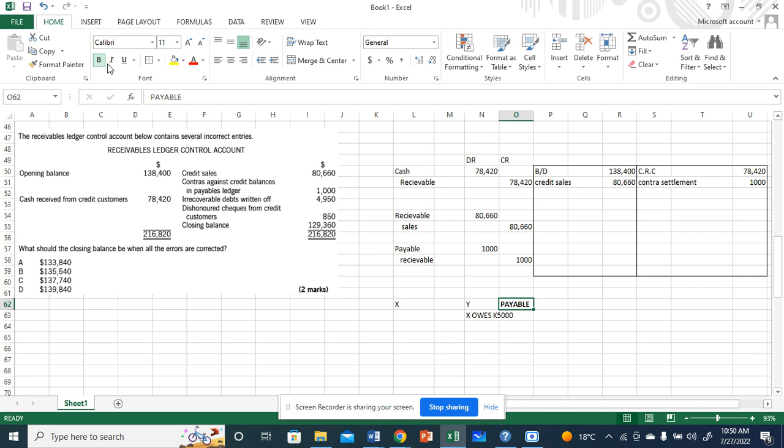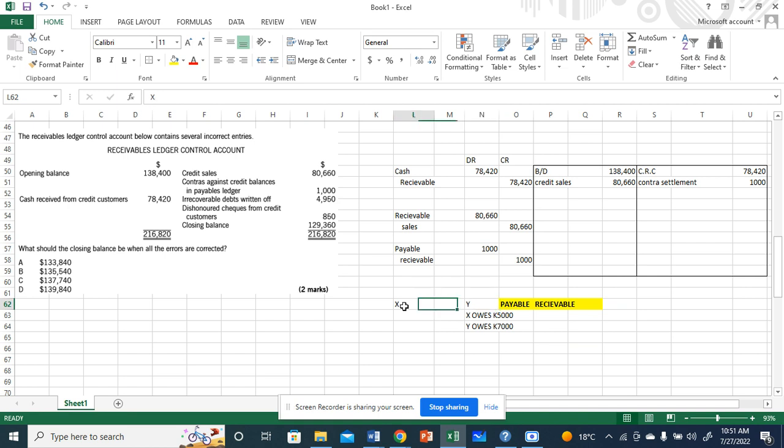And then also in the same scenario, Y is also owing X 7,000. Y owes X 7,000. Y again is a receivable, right? Y is also a receivable again. So it's vice versa. Y and X can either be a payable or a receivable at the same time? Yes. Okay.